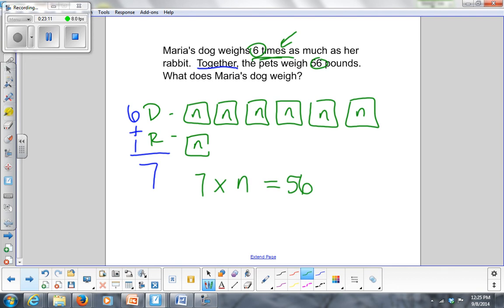Okay, so now how do I figure out what n is? What does n equal? Nathan, you look like you're falling asleep. So what does n equal? N equals 8. Do you agree, disagree, or I don't know? Quickly. Nathan, why do you think it's 8? 7 times 8 is 56. Good.